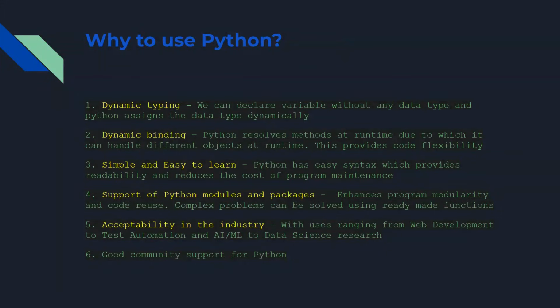Hello everyone. So now let's see why we want to use Python, in other words, the advantages of using Python. The first reason is dynamic typing. Python can declare variables without any data type, and Python assigns the data type dynamically. This is one of the biggest advantages of Python.